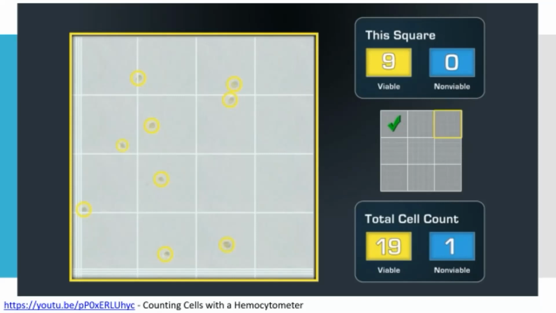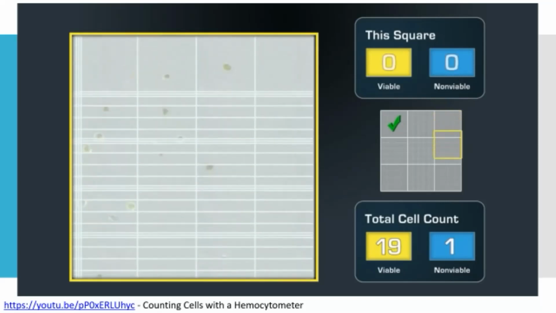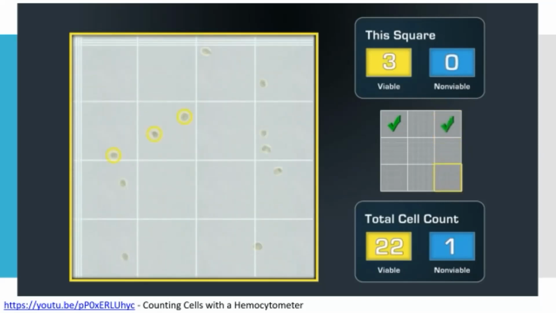Here we are looking at the L shape. There are 9 viable cells and no non-viable cells. Next, let's count the bottom right square. If it is coming in at the borders, we count one step, otherwise we get misguided.